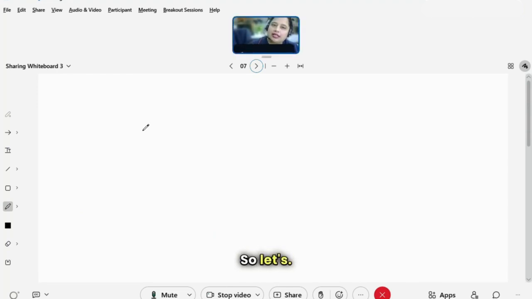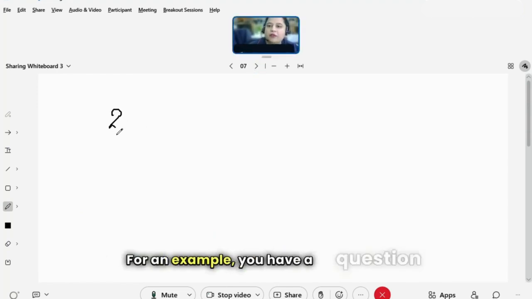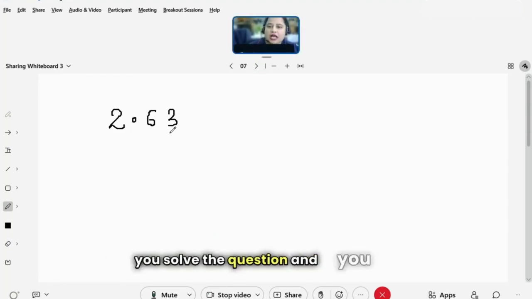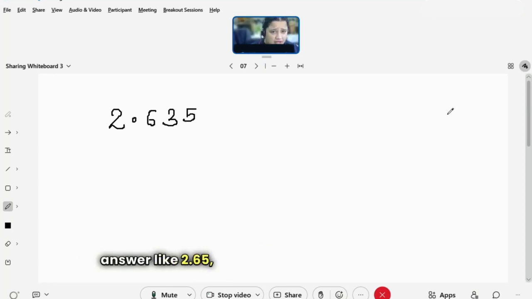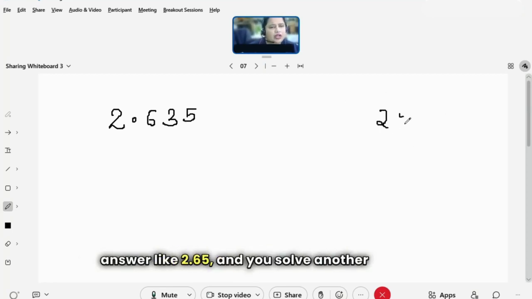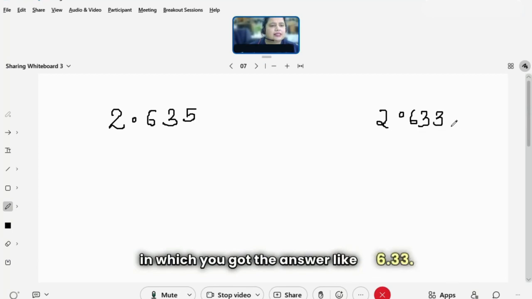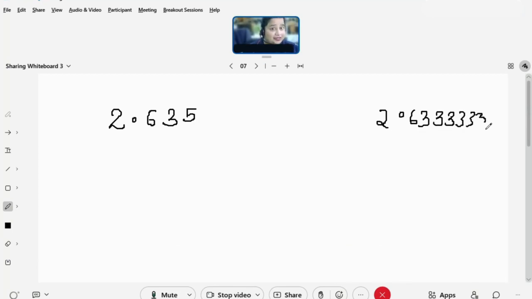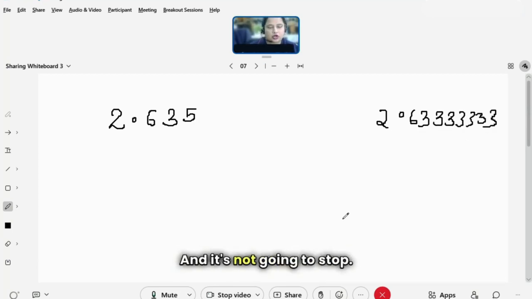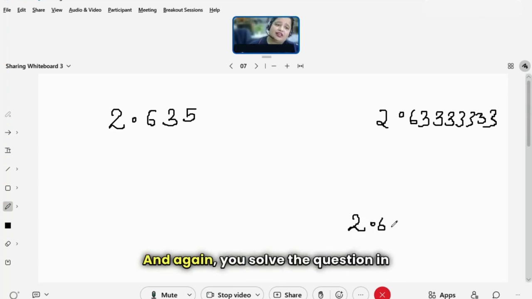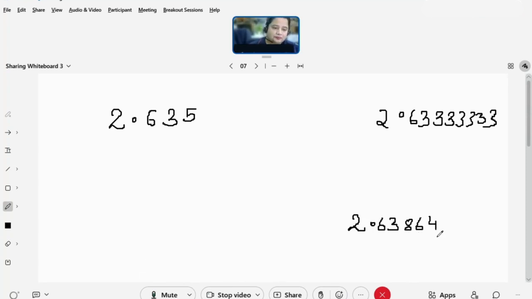Let's say, for an example, you have a question and you solve it and you get the answer like 2.635. And you solve another question in which you get the answer like 6.33333333, and it's not going to stop. And again you solve a question in which you get another answer.